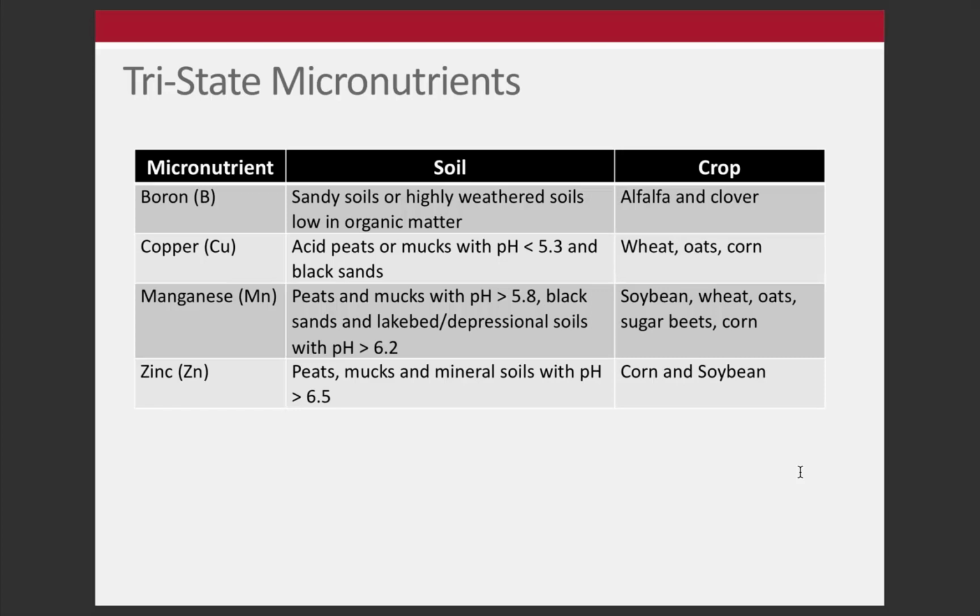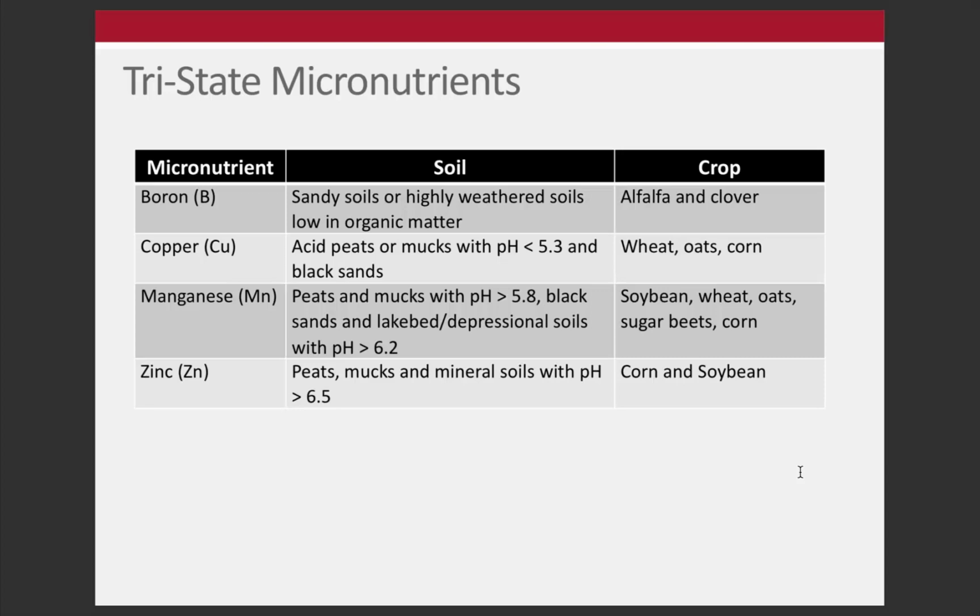This soybean is the biggest, at least in our area. It's what we see most commonly. Micronutrient deficiency is soybean and manganese. Okay. Sometimes in wheat or oats, these small grains, sugar beets and corn have cases have been observed.